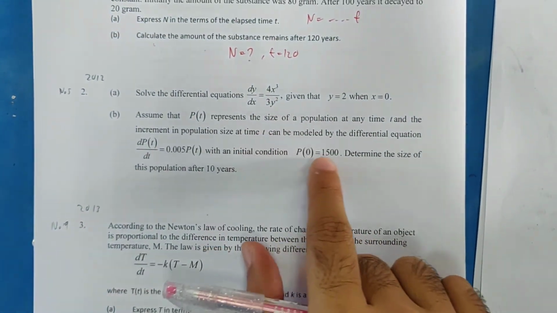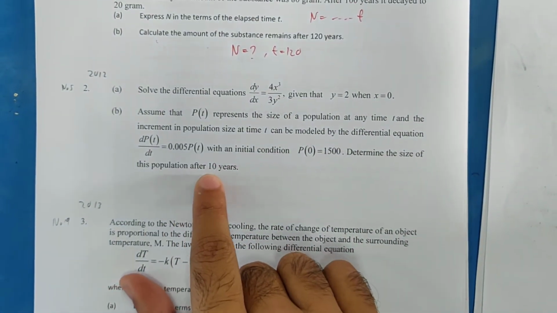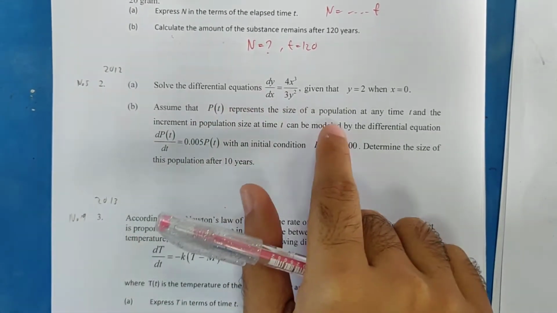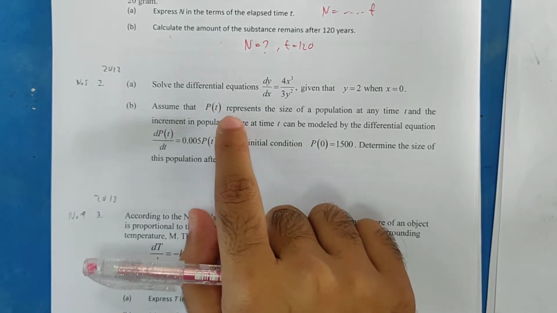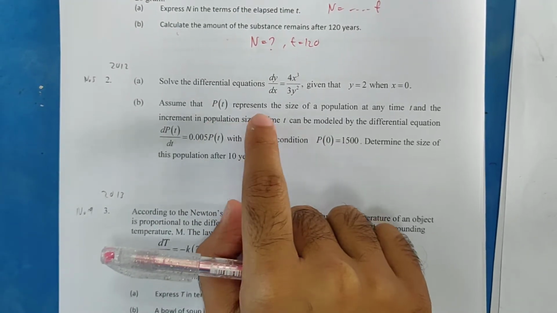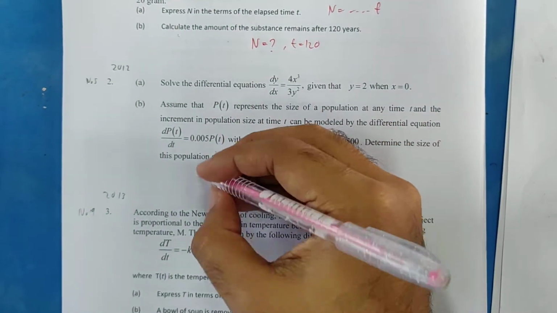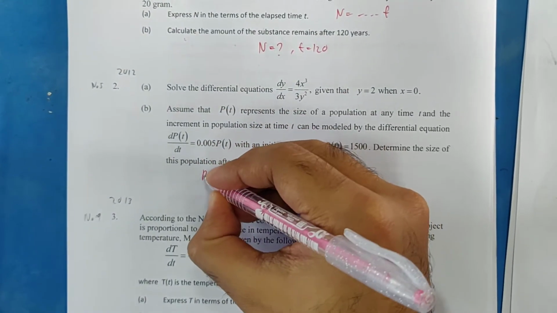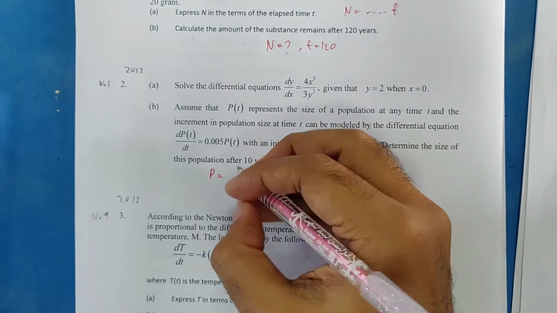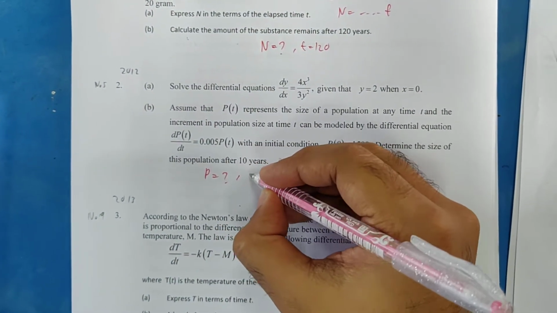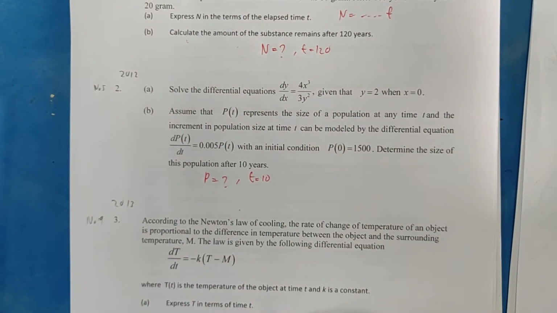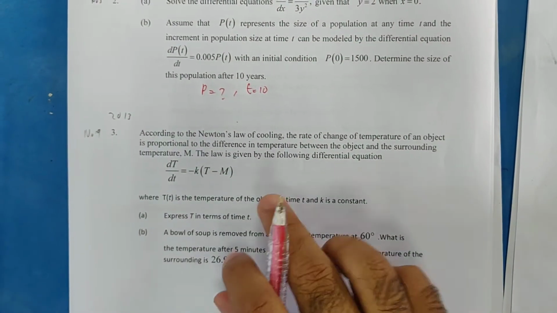If you go further, question 2b. Read down here: determine the size of the population after 10 years. The size of the population over here is p. So p is what you want to find. Determine the size of the population; p is what you want to find after 10 years. So t equals 10.